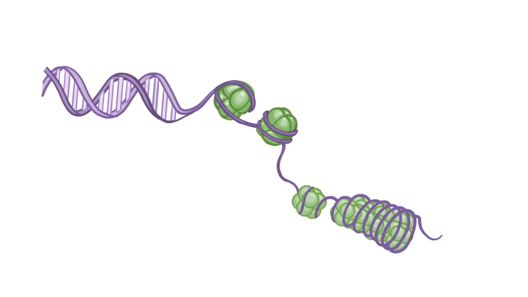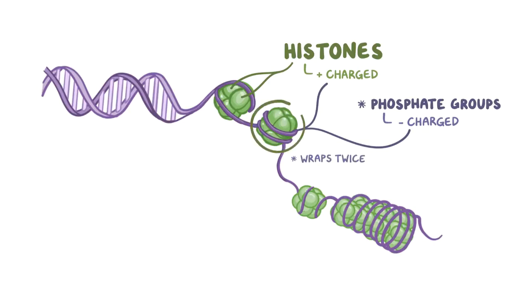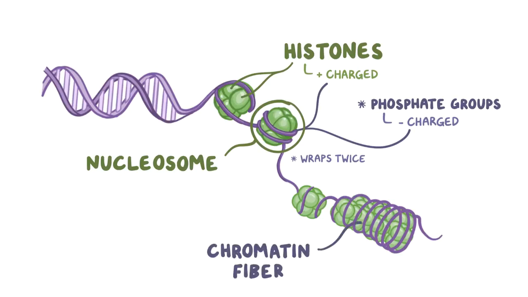The first step is to take the double-stranded molecule and wrap it around special proteins called histones. Histones come in groups of 8, arranged in 4 stacks of 2, and they're positively charged. Meanwhile, the phosphate groups on the DNA strands are negatively charged. These opposite charges attract, so the double helix wraps twice around each group of 8 histones, forming a nucleosome. Nucleosomes look a bit like beads on a string, and they can snuggle close together and be further packaged as chromatin fibers.